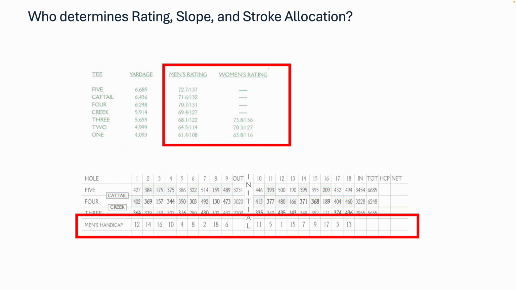The top section of this page shows you the back of our current scorecard where the rating and slope can be found, and the bottom section shows how the strokes are allocated across the different holes in the course. The USGA does this course rating and slope. We're supposed to get it rated every 10 years, and the last time we had it rated was in 2017.